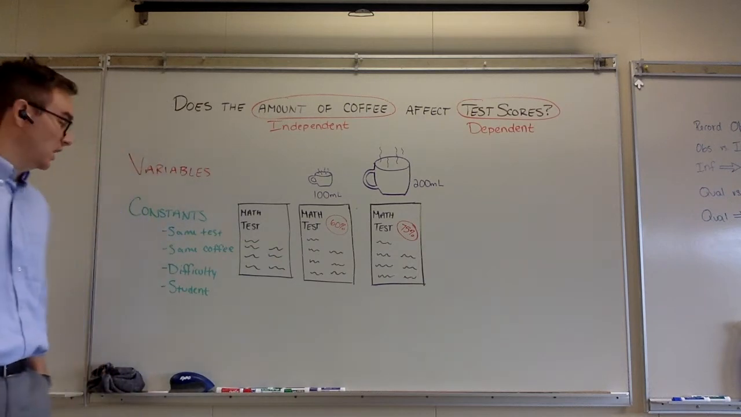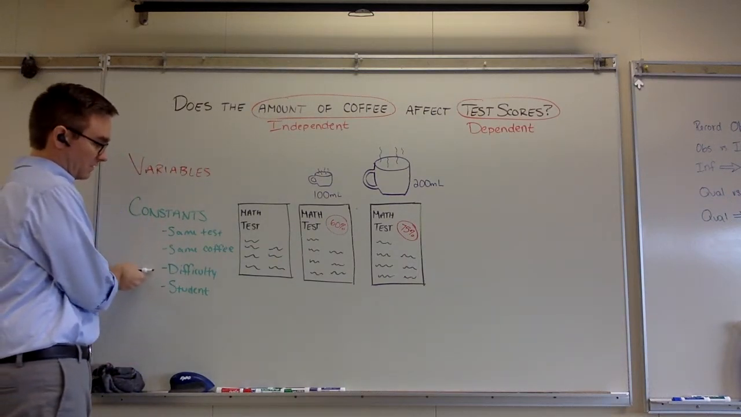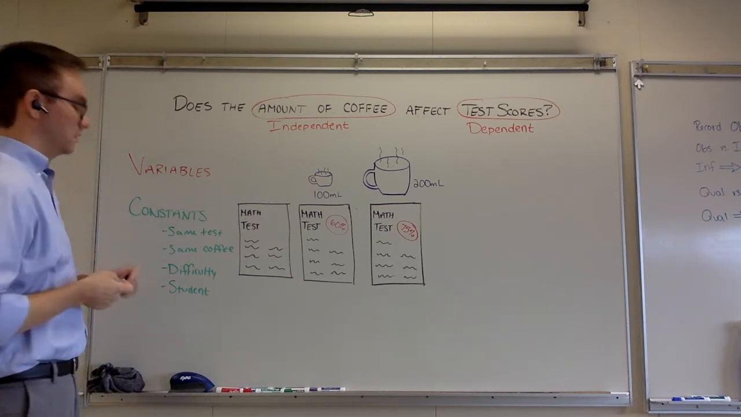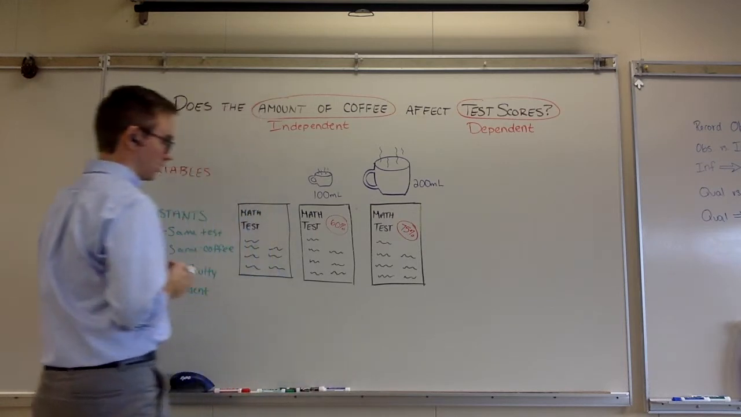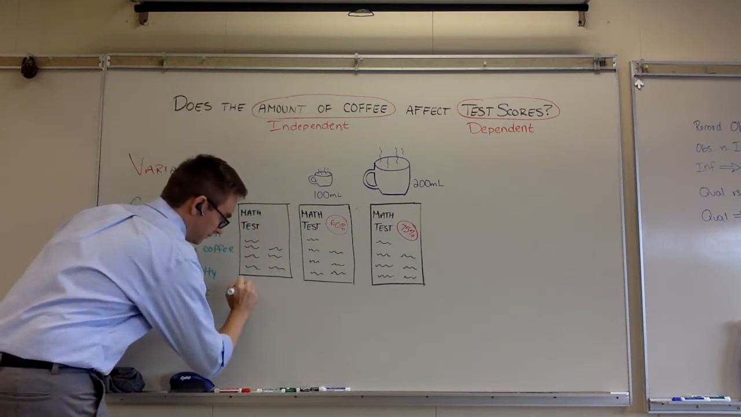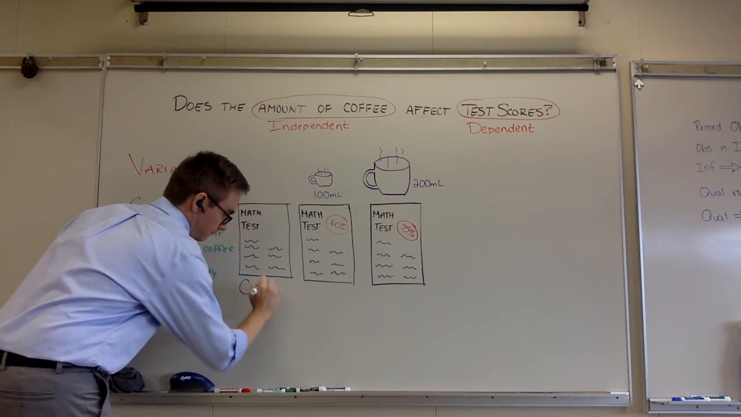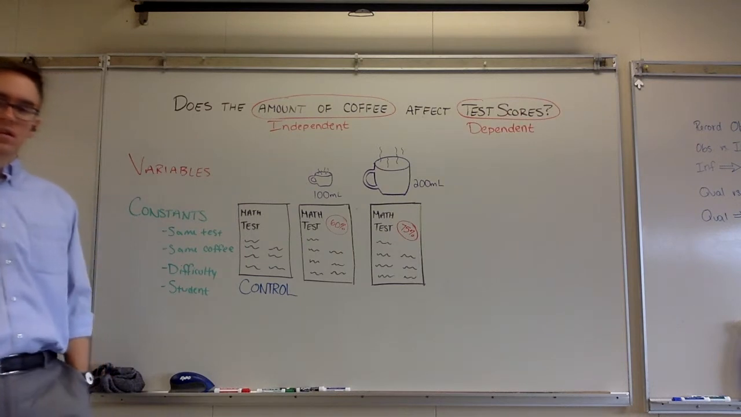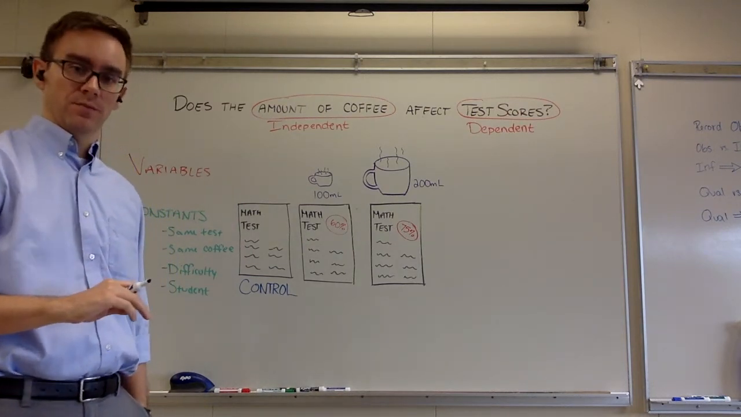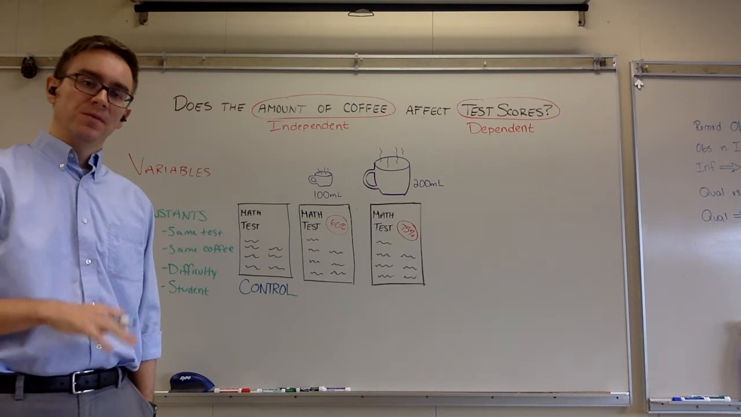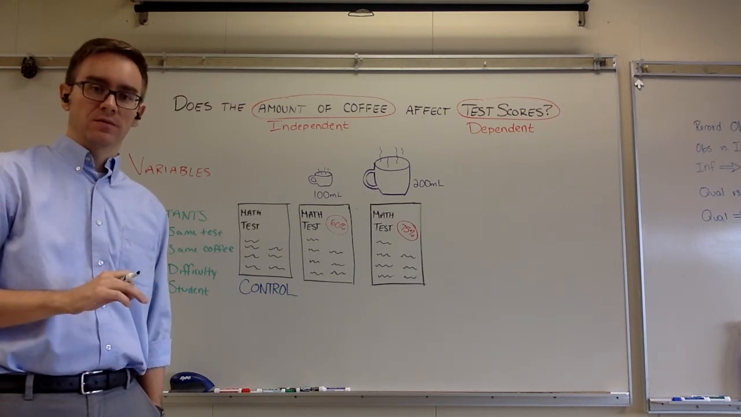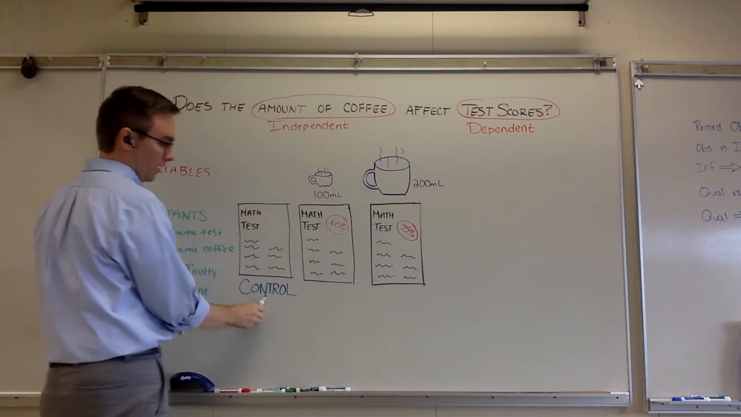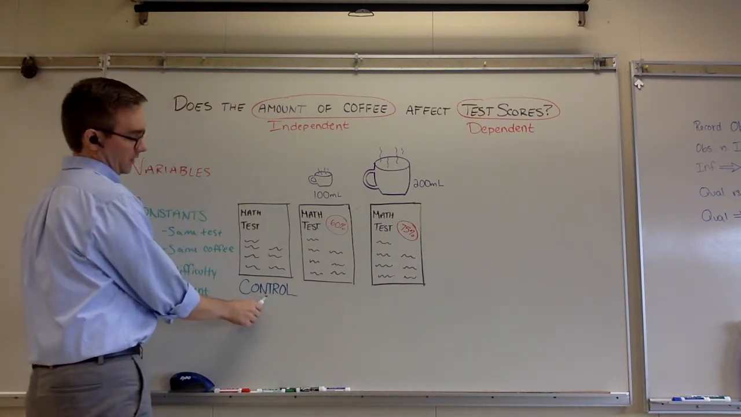All right, this one would take the same test, same difficulty of test, same subject, same student, but this time this one is going to be what we call our control group. Our control group is any group that does not get the independent variable. We should always try and have a control group if possible.